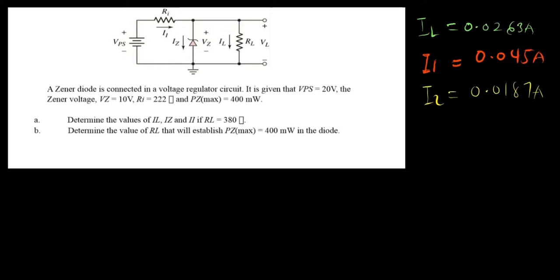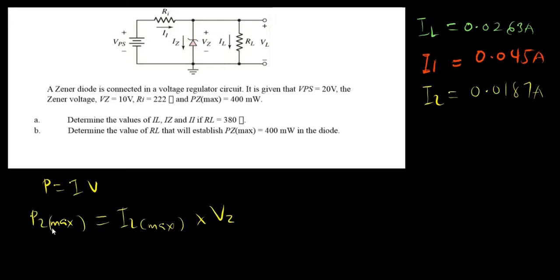So now that we know this, let's go ahead and solve the second part. You should determine the value of RL, which will establish a maximum power of 400 milliwatt in the Zener diode. What is really happening here is that power equals current times voltage. In this case we've been given that the power is maximum, so that would be PZ max. The formula for maximum power in the Zener diode is PZ max equals IZ max times the voltage in the Zener diode, that's VZ.